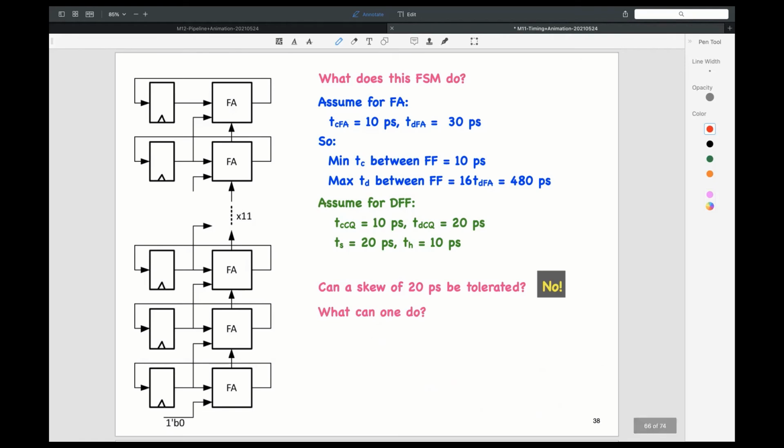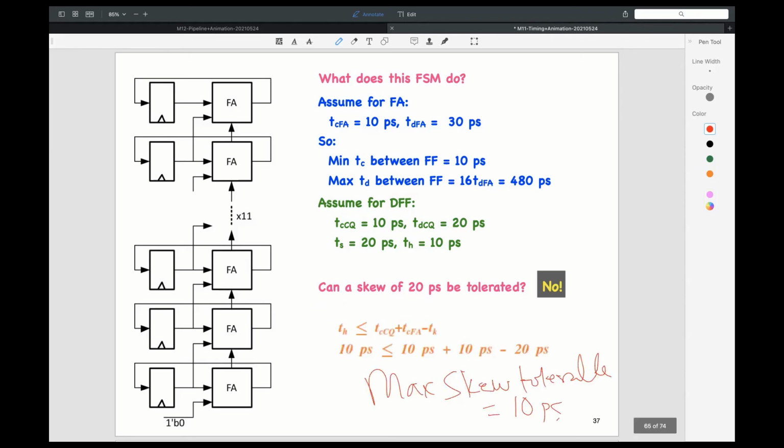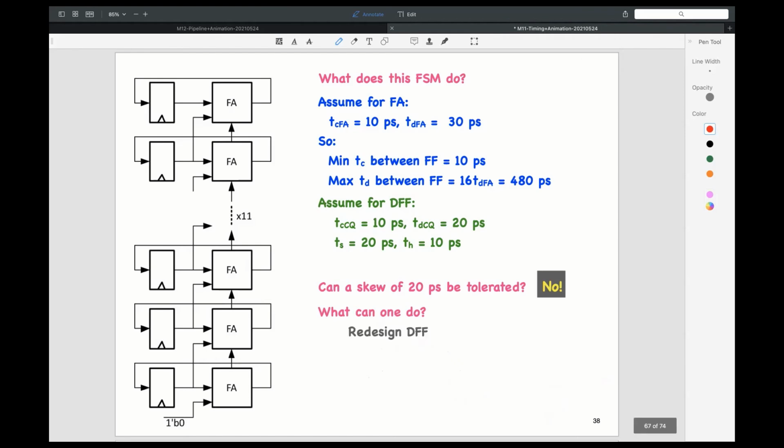So what can we do? What can we do? Anyone? Faced with this circuit, redesign the D flip-flop, right? I can redesign the D flip-flop to have a hold time which is better, right? Now unfortunately, that's not really going to help. If I have 20 picoseconds, then I will need a hold time of 0 picoseconds. So is the maximum skew tolerable equal to the slack? Yeah, it's the slack on the hold time, absolutely.